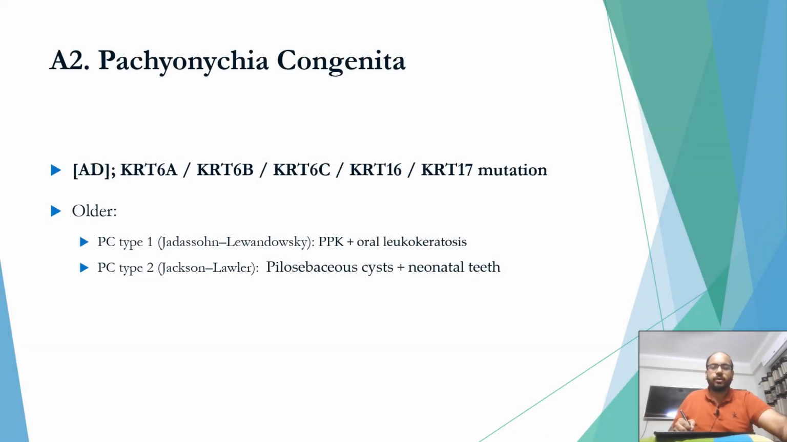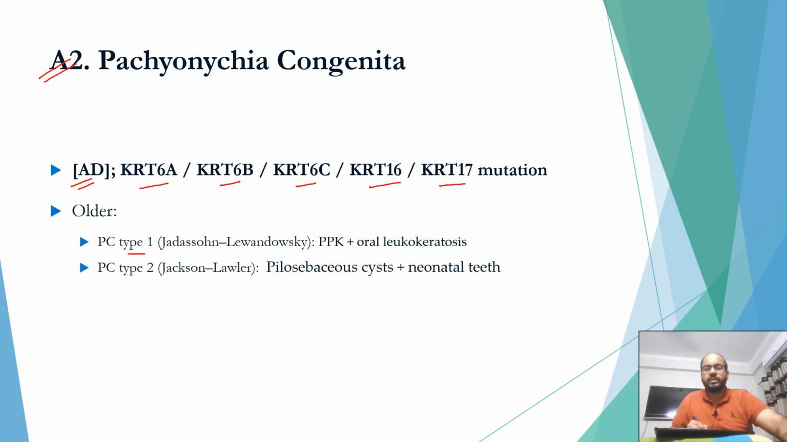Now, the second disorder of the non-syndromic PPKs is Pachyonychia Congenita. It's an autosomal dominant disorder, and the mutation lies in keratin 6A, 6B, 6C, 16, and 17. Earlier, it was classified as type 1 and type 2.